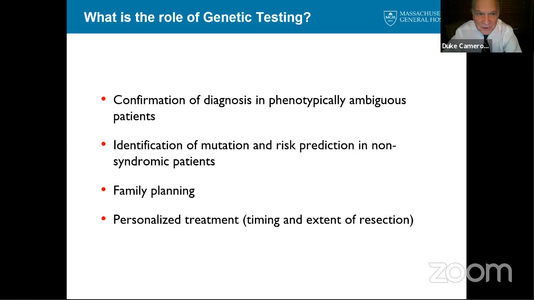So go on. Here is the role of genetic testing. Let me see if I did miss a slide here.